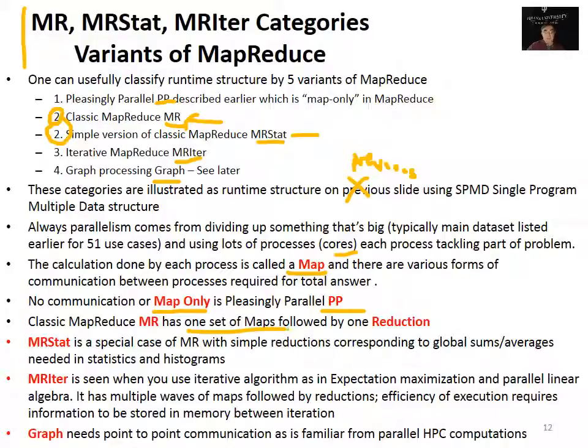Classic MapReduce has 1 map per process followed by a reduction. MR stat is a special case of the above with really simple reductions. MR iterations is map, reduce, or more general communication, typically a collective communication. By collective, we mean that all processes are doing things, sending information to all other processes or some important subset of them. And that happens, and then we have to go back to the beginning. And as we have to go back to the beginning, we must keep everything in memory to avoid writing to disk and reading from disk, because that dominates then the computing. And we described how graph could be important.